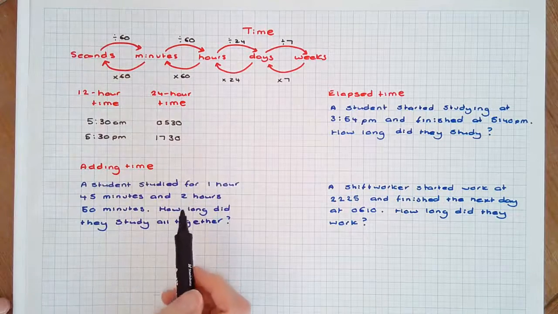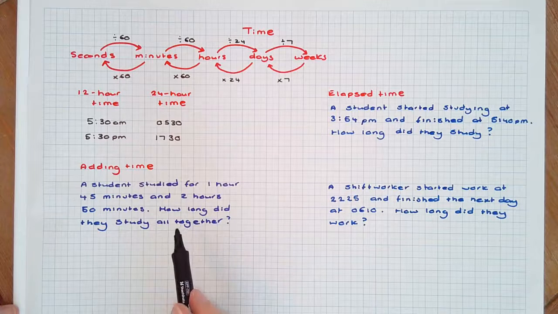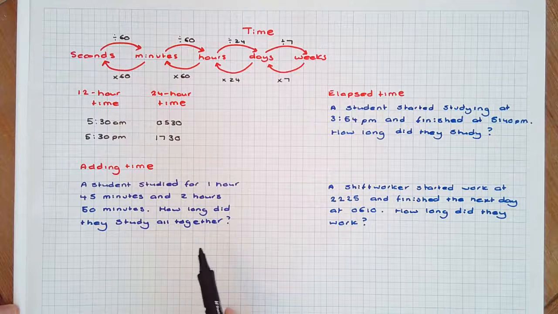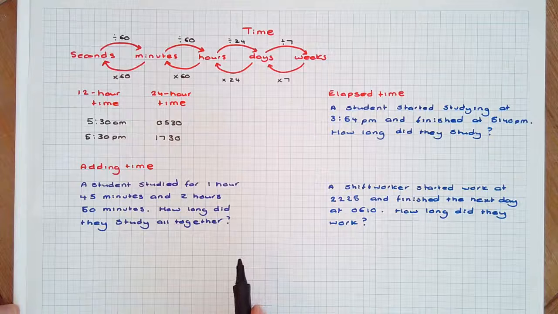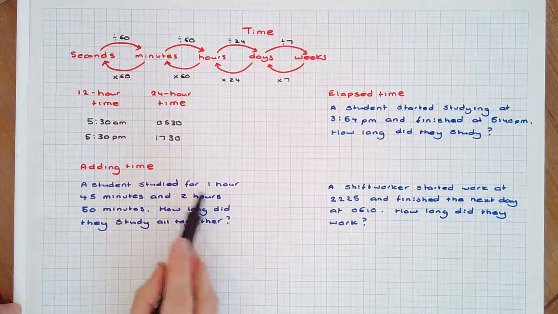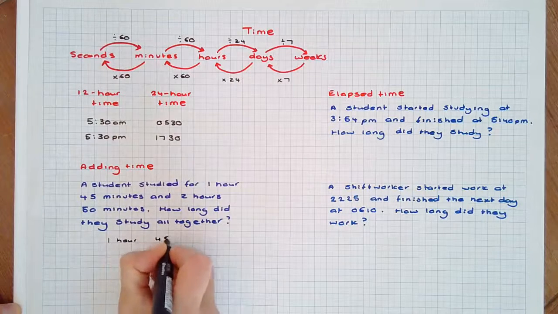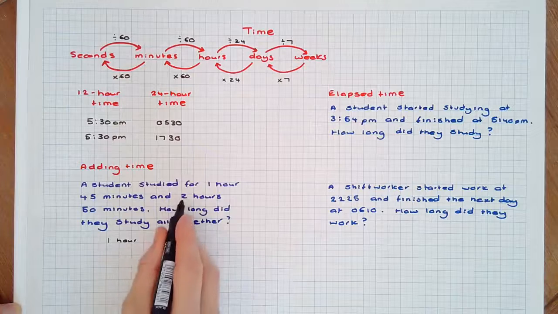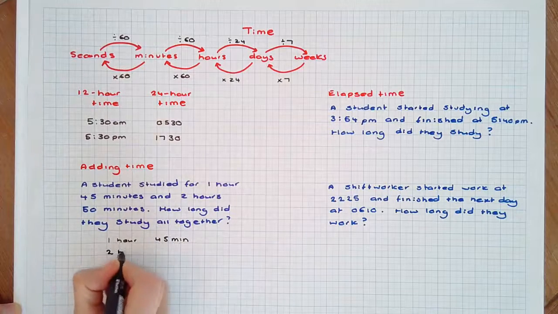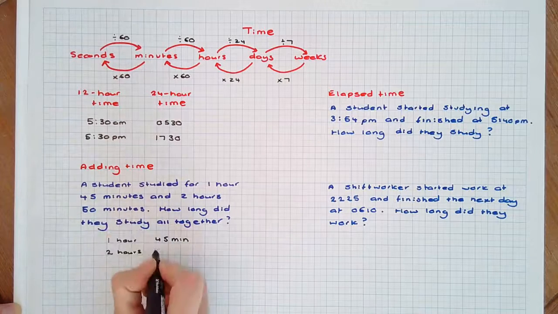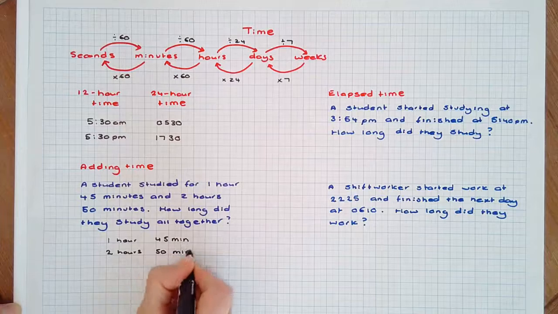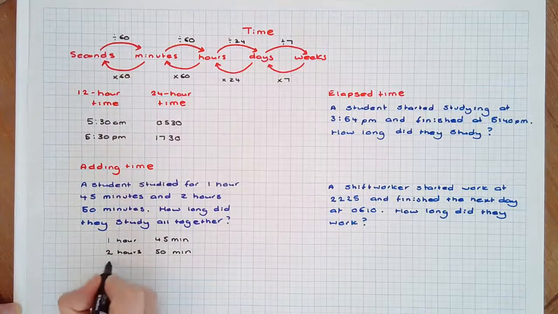Adding time. When adding time, it's easier to add the hours with the hours, the minutes with the minutes, and the seconds with the seconds, and then convert to total time. A student studied for 1 hour and 45 minutes and 2 hours and 50 minutes. How long did they study altogether?